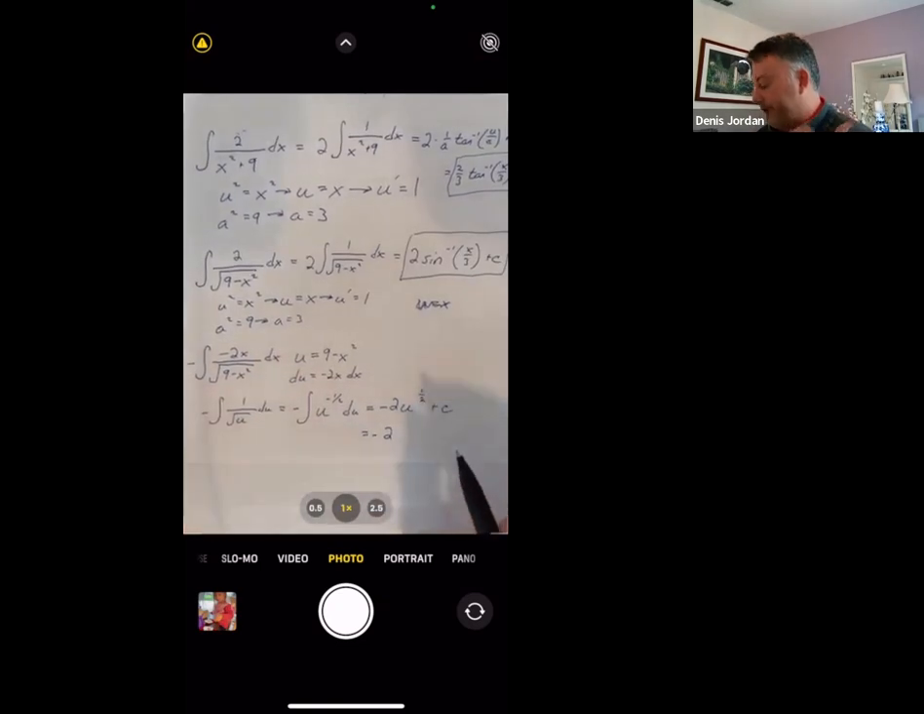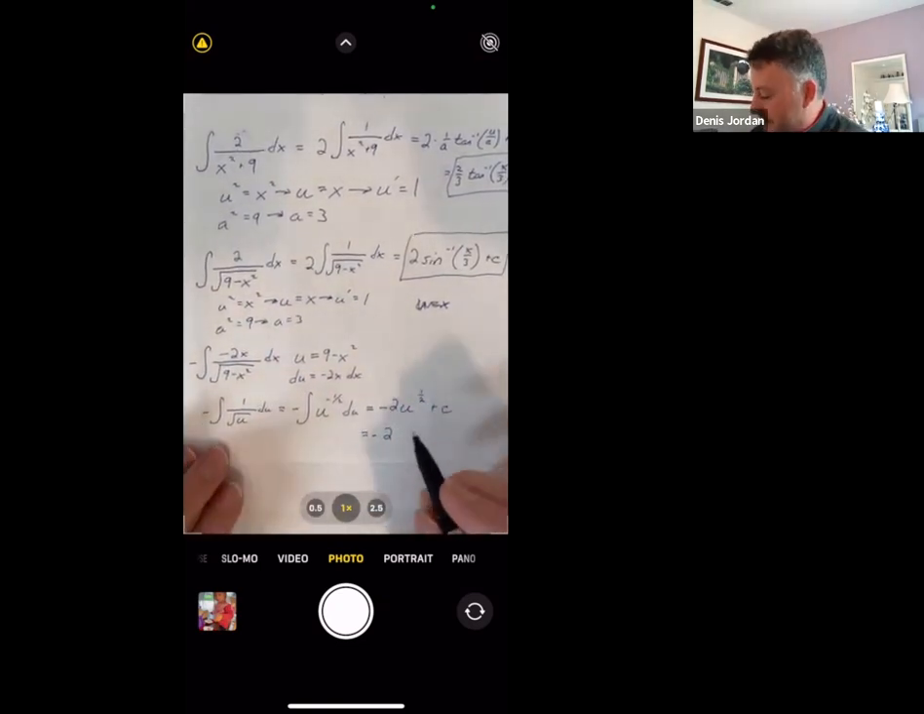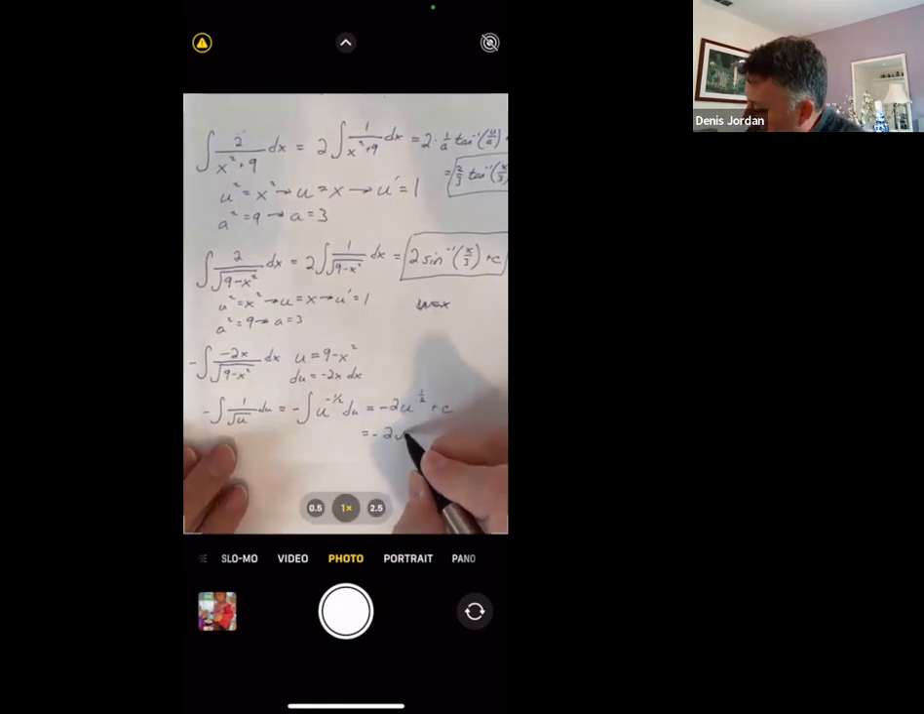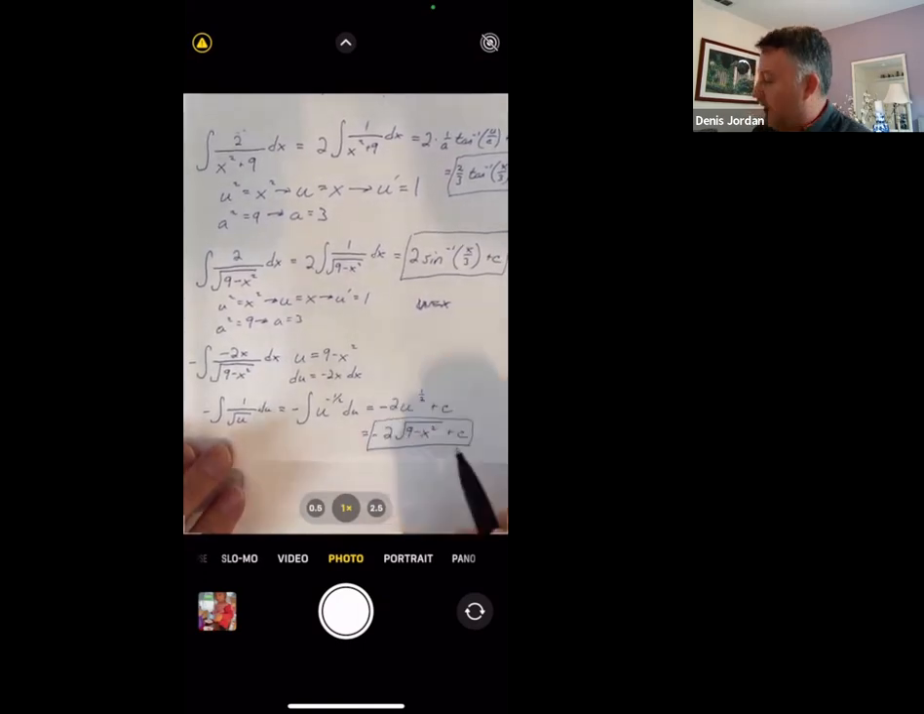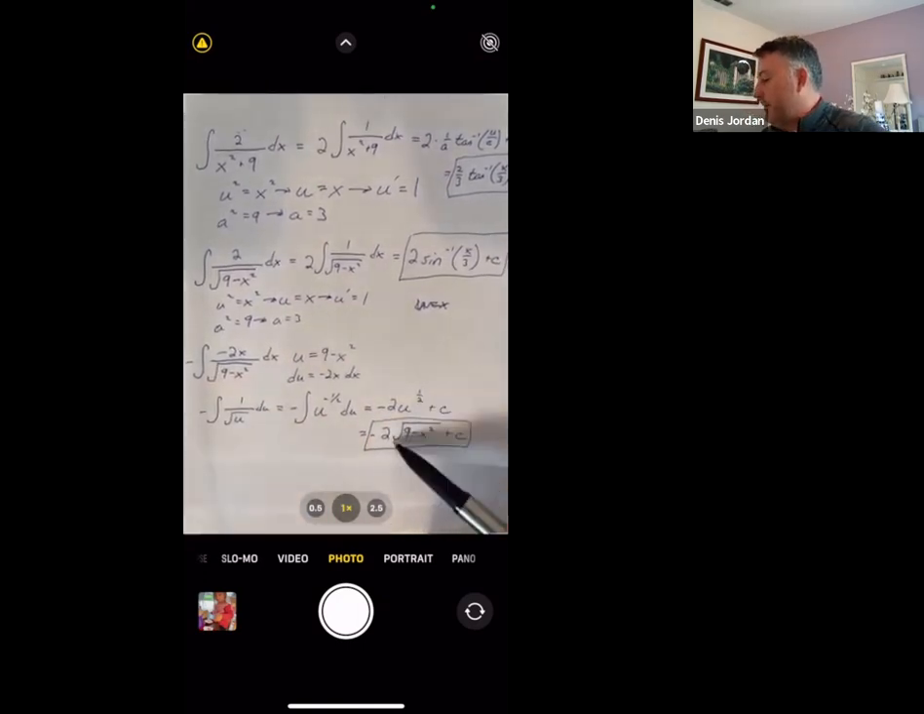And then after you integrate it, then just get everything back in terms of x. And you're done. You don't have to change the 1/2 exponent back into a square root. You can leave it as a 1/2 power. That's also an option.